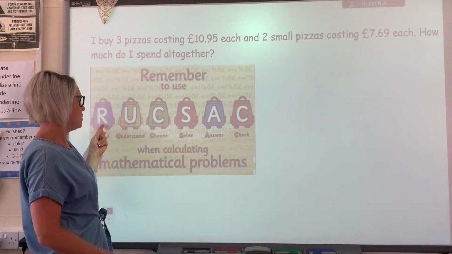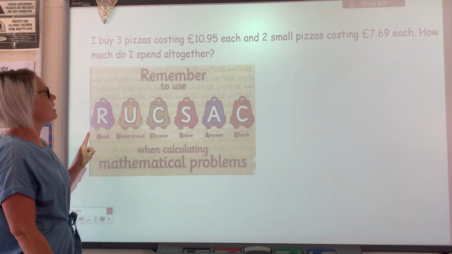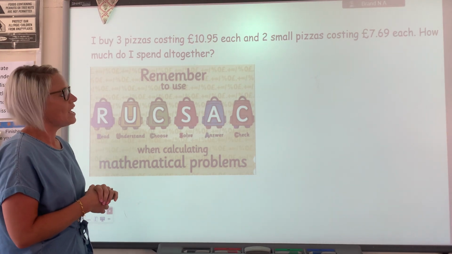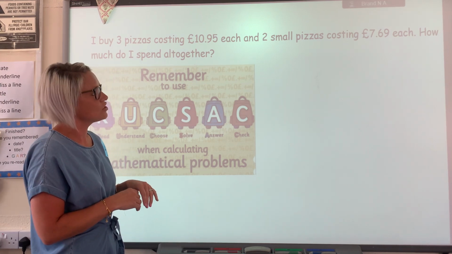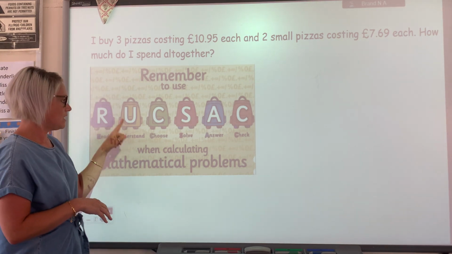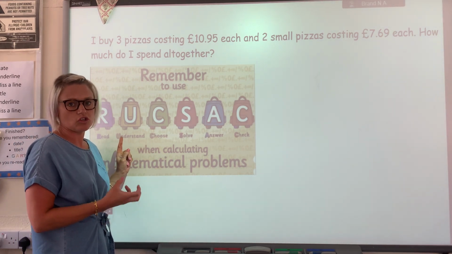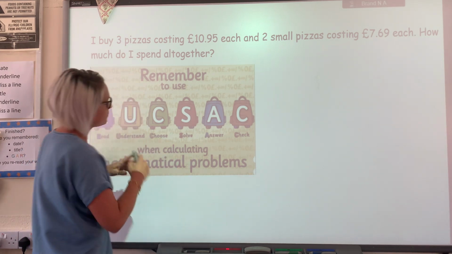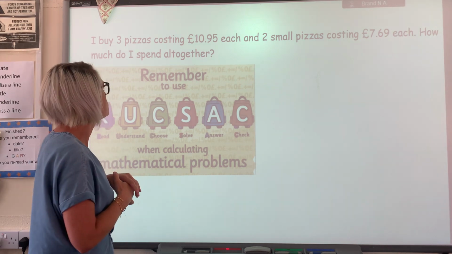The first thing we need to do, according to our rucksack, is read. So my question says, I buy 3 pizzas costing £10.95 each and 2 small pizzas costing £7.69 each. How much do I spend altogether? I've read it. The next thing that I need to do is understand it, and in order to do that I'm going to underline or highlight the key information. So what do you think is important there? Have a quick look at it.